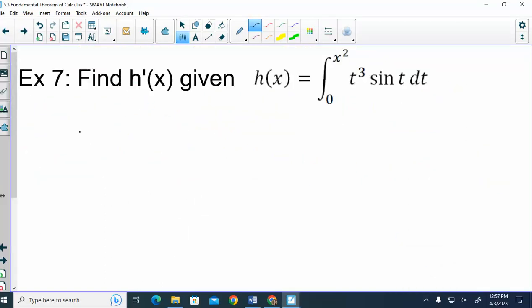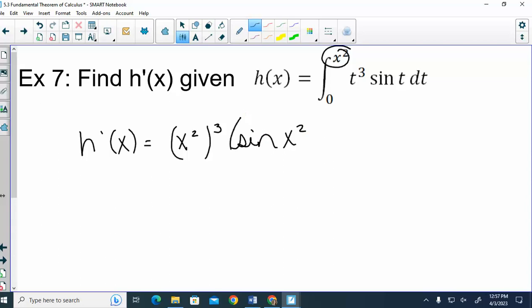So I want h prime of x. What do we do? You can plug in that x squared for the t, so it's x squared cubed sine of x squared. But then we have to do the chain rule because that wasn't just a plain x, so the derivative of x squared. That's an x to the 6 times 2x, so you get 2x to the 7 sine of x squared. Oh, is that it? That's it. Oh, okay, you got it.